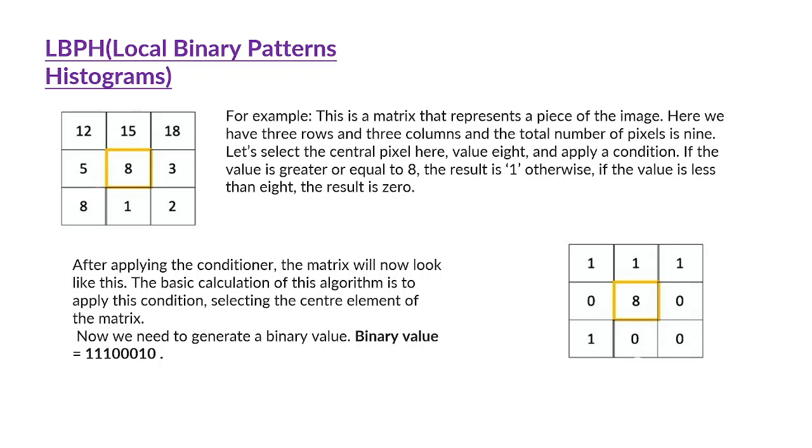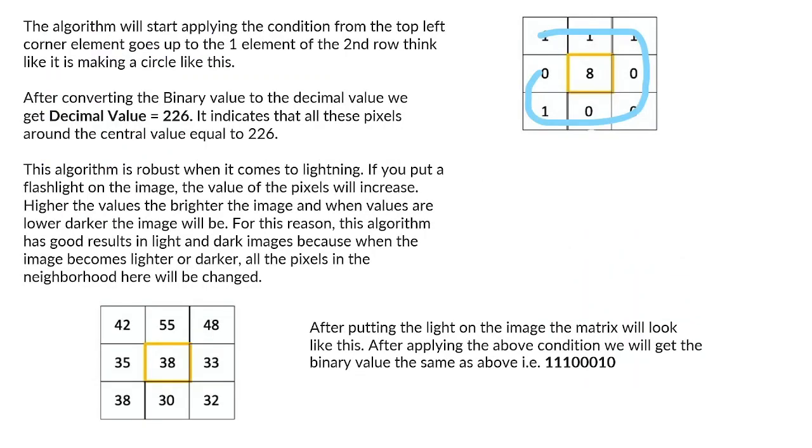So the basic calculation of this algorithm is to apply this condition and select the center element of the matrix. After applying this condition, I get a binary value, which is 11100010 in this case. How do we get this binary value? We start applying the condition from the top left corner, and it goes up to the first element of the second row. It generally makes a circle like this, as you can see in the picture on the right hand side of the matrix.